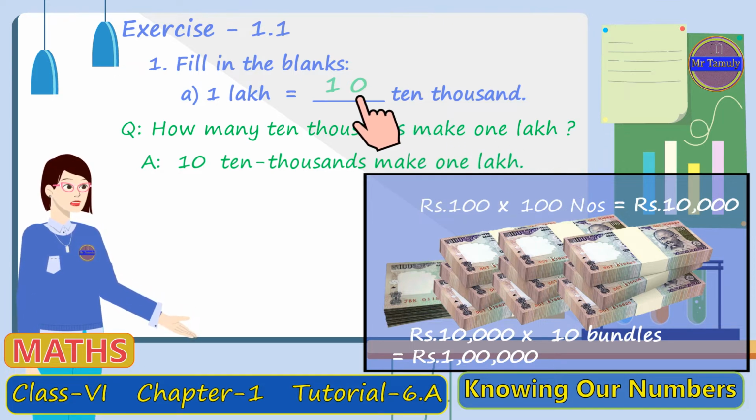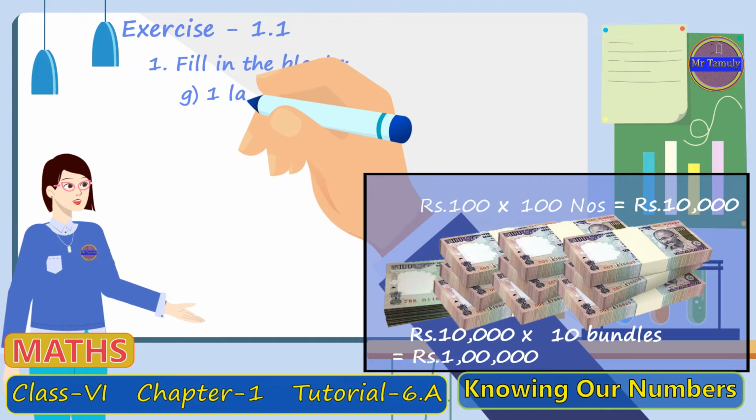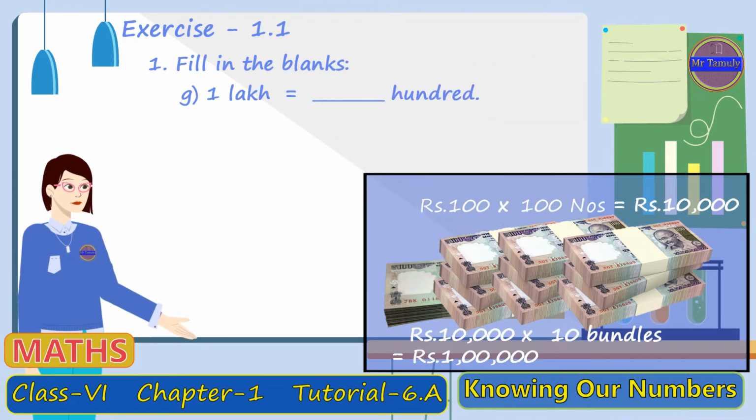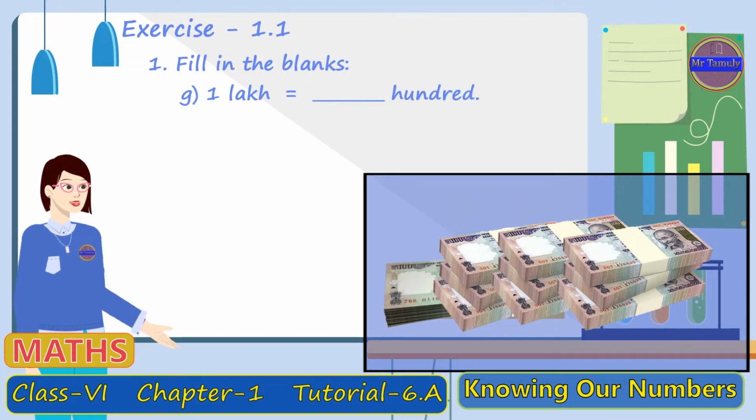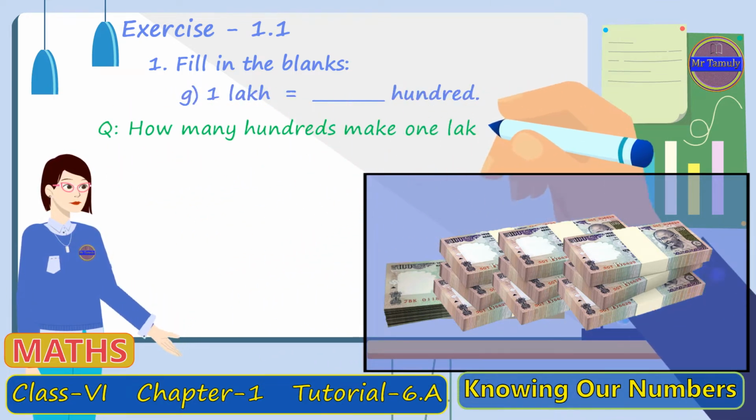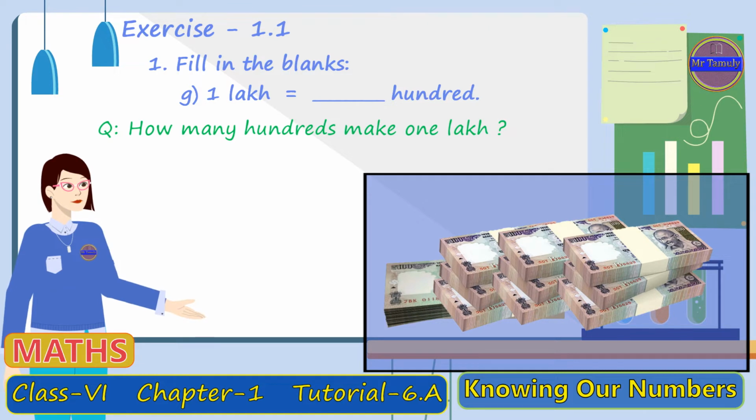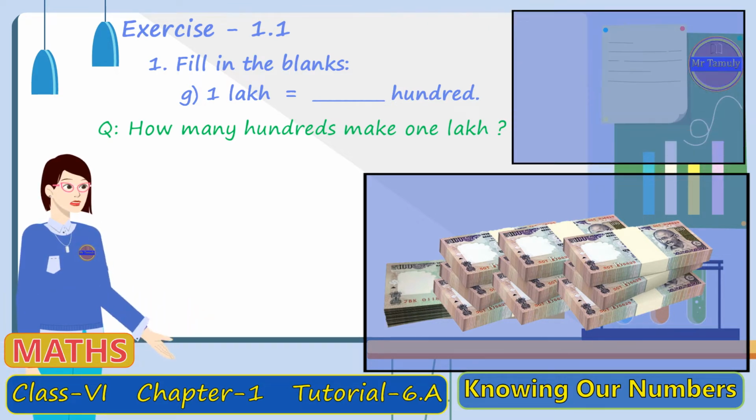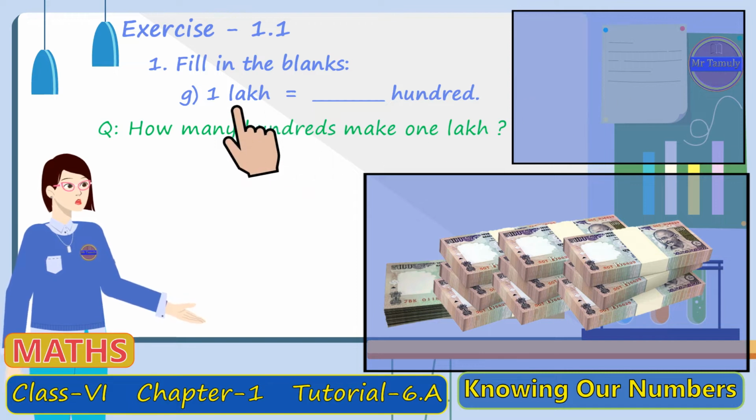While this 1 lakh rupees is still with us, let's attempt another fill in the blanks question, which is, 1 lakh is equal to blank 100. The actual question here is, how many hundreds make 1 lakh? In the same manner as solving the previous question, we shall first write in numerals the number on the left hand side of the equal to sign.